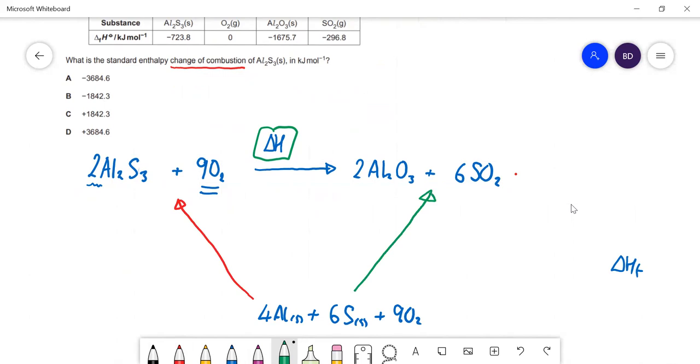Now, what are we forming on the red arrow? We are forming 2 moles of aluminium sulfide. Okay. So, and that is minus 723.8, so that's going to be 2 × −723.8. We've got 9 oxygens there, O2. That's an element in its standard state, so we don't need to put anything down for that. That's going to be 0 delta HF for that. So just work out the total there, and we get minus 1447.6.